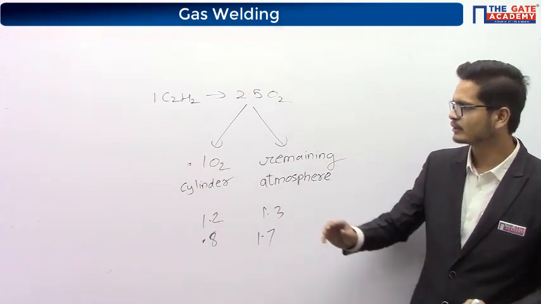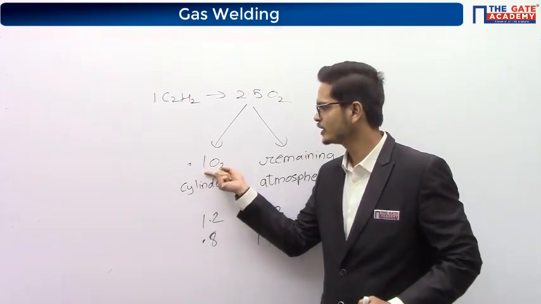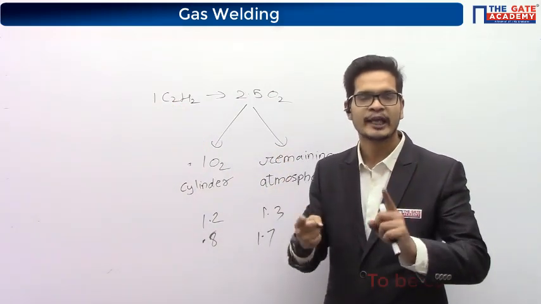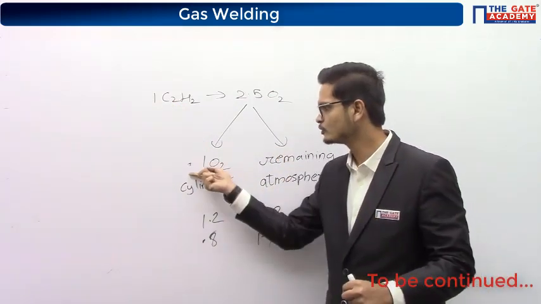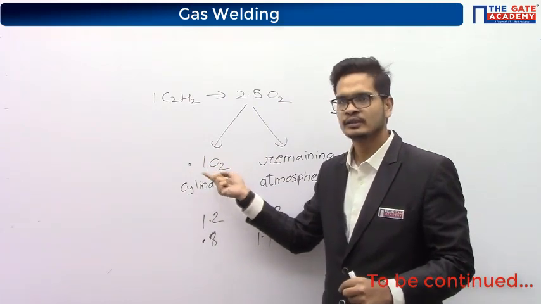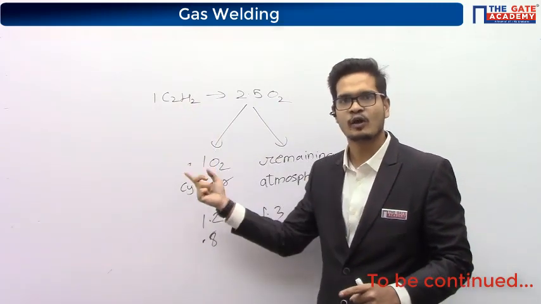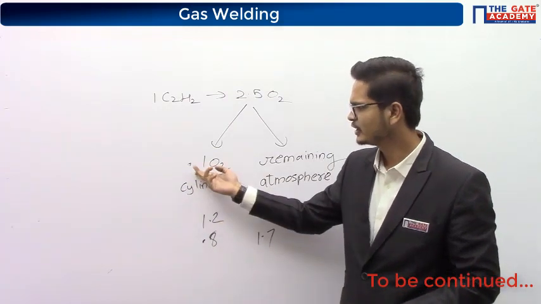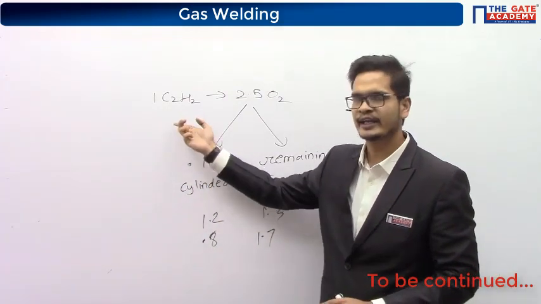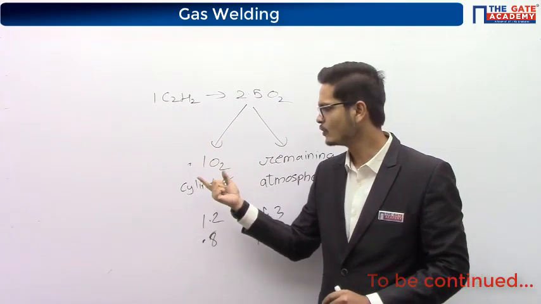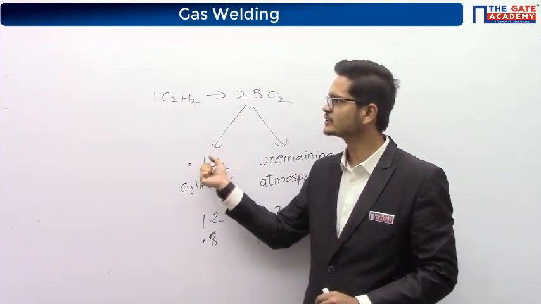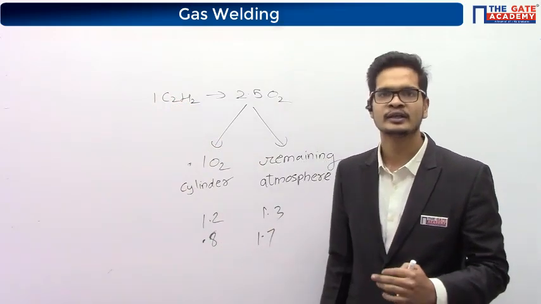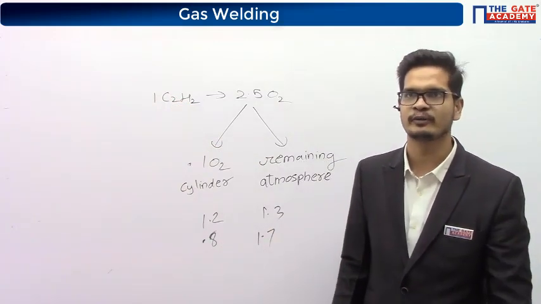Why the names? Because see, if you are using one oxygen, how many acetylene are you using? One. So both are one. It will become neutral. If you are using more than one oxygen, acetylene is one only, oxygen is more. It will be called oxidizing. If you are using less than 1 oxygen, again acetylene is 1 only. So less than 1 means acetylene is more, which means carbon is more. That's why it will be called a carburizing flame. Okay.